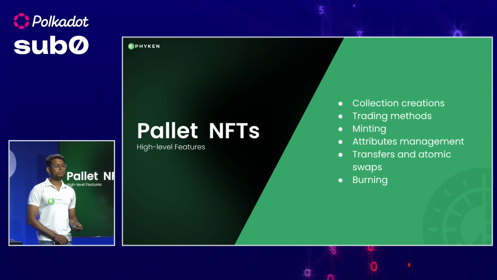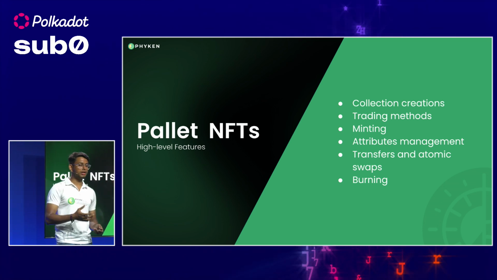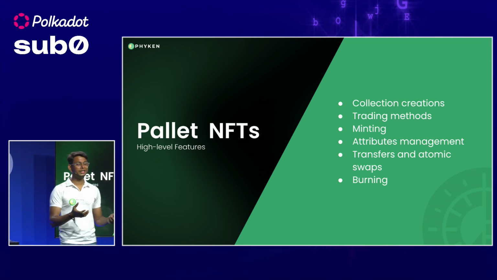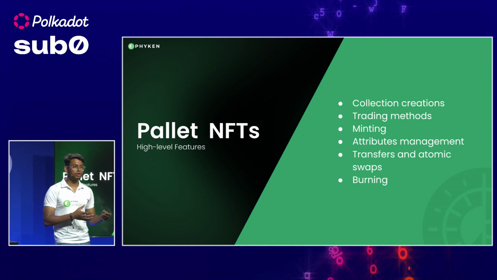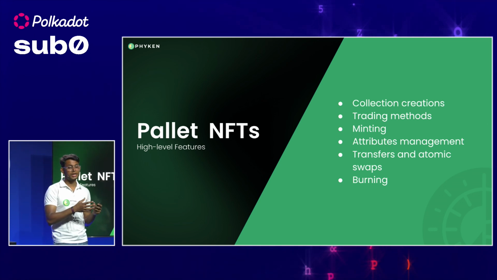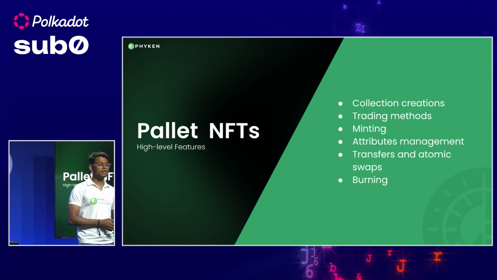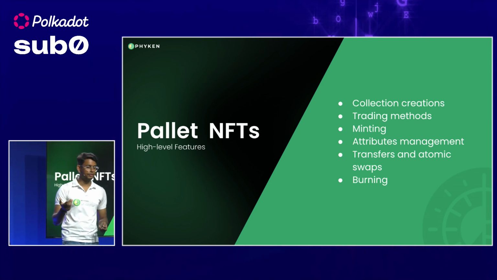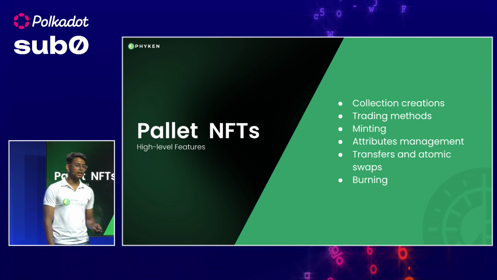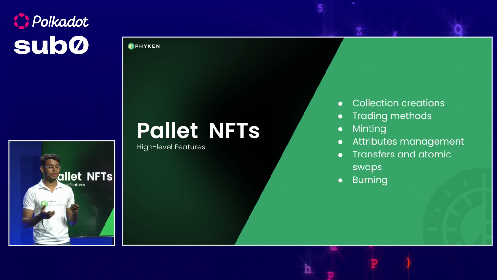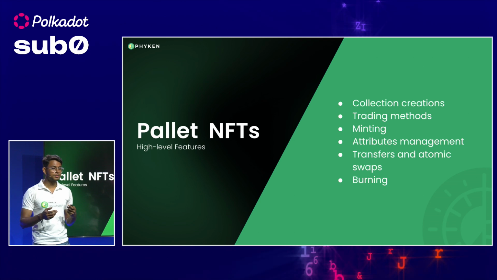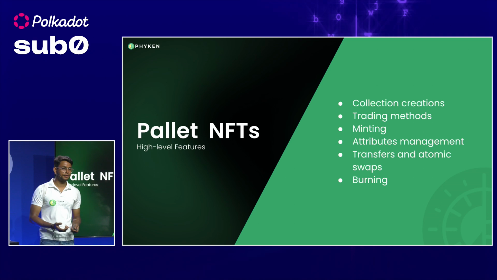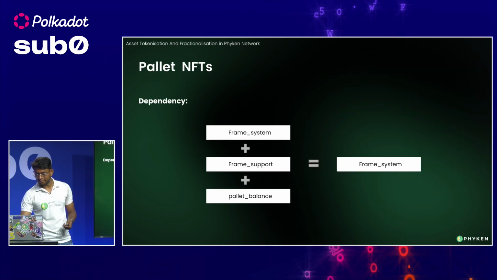So what are the high-level features that we look at when we look at Pallet-NFT? The first one is collection creation. We do need a certain set of collections based on what an individual asset is carrying, and then what are the trading methods that we can also be using. The next one is obviously we will have to mint it on the blockchain. Then attribute management, and we need swaps to make swaps between NFTs and tokens. Once the asset is going to be delisted, obviously we would want to burn as well.